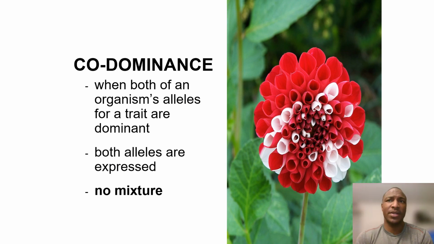This is called codominance because they're sharing the screen, right? They're teammates, like cooperative, right? So when both of the organism's alleles for a trait are dominant, both alleles are expressed. No mixture. Write that down. All right, make sure you pause the video here because it's quite a bit of words. Write everything down. And for no mixture, put a star next to it so you know that it's both that are showing.